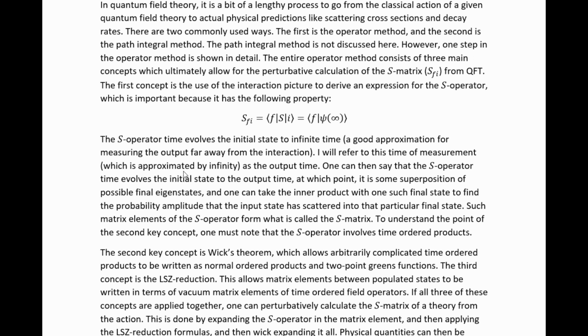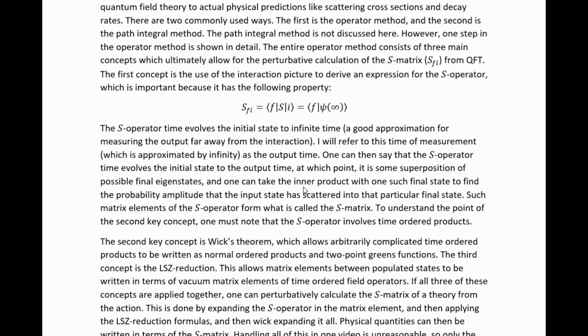One can then say that the S operator time evolves the initial state to the output time, at which point it is some superposition of possible final eigenstates, and one can take the inner product with one such final state to find the probability amplitude that the input state has scattered into that particular final state. That's what's encoded in this equation here. Matrix elements of the S operator of this type form what is called the S matrix, where S is short for scattering in all of this.